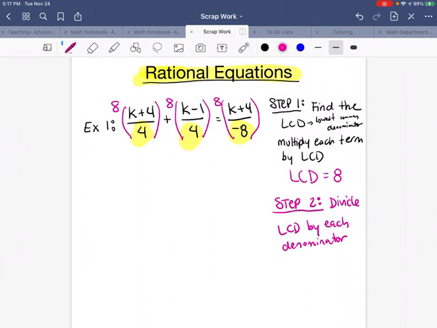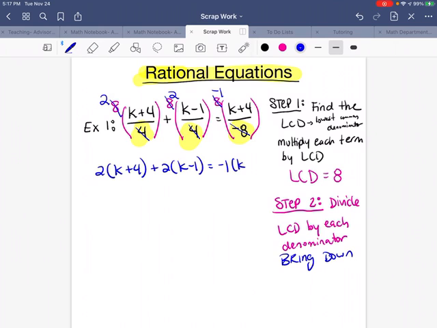Okay, so here I have 8 divided by 4. So that's going to give me 2. 8 divided by 4 is 2. 8 divided by -8 is -1. I just bring everything down. So I have 2(k plus 4) plus 2(k minus 1) equals -1(k plus 4). Notice all the denominators are canceled now. Notice I have no fractions left.